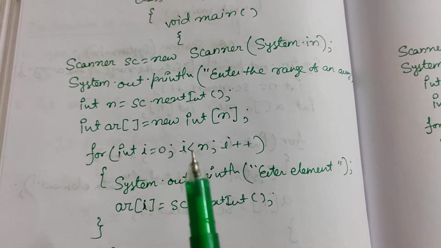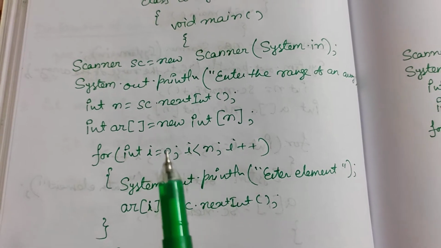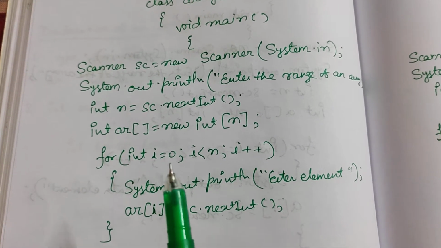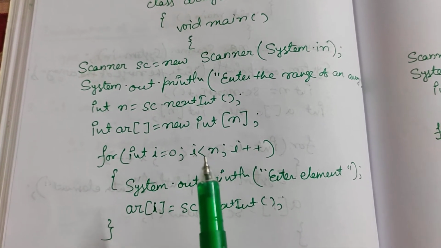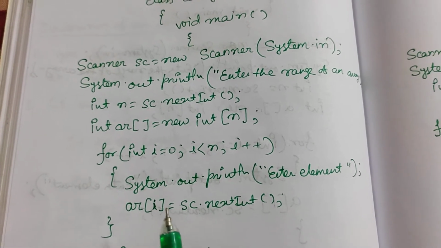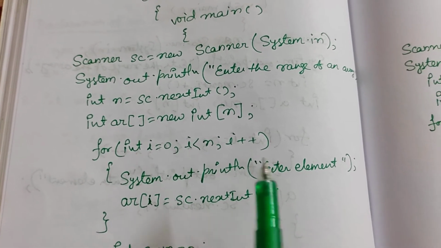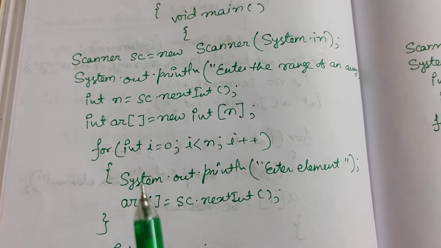int i = 0; i < n; i++. Why 0? Because the index position starts from 0 up to n minus 1. Enter elements, ar[i] = sc.nextInt(). Like this we can take inputs.